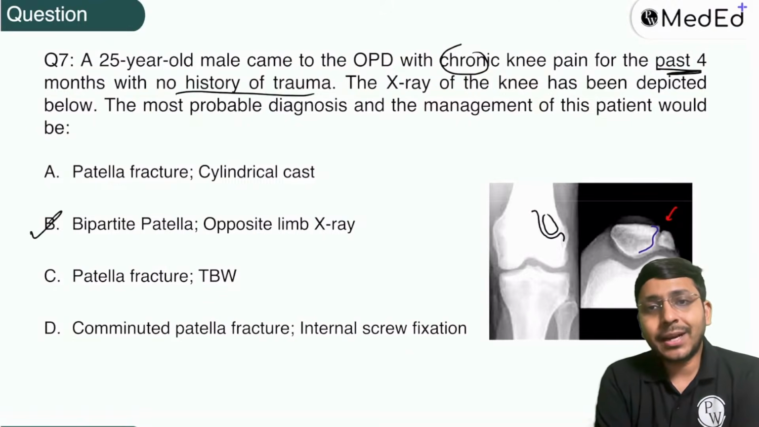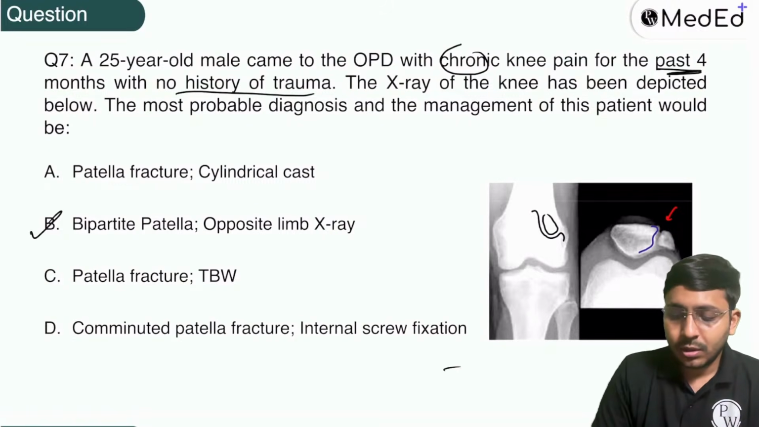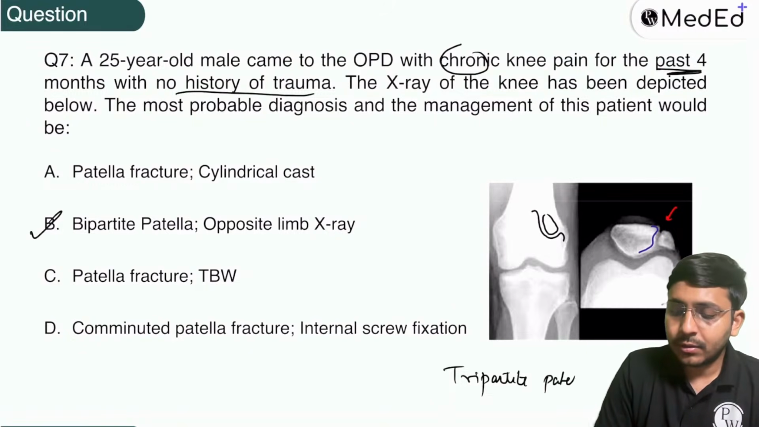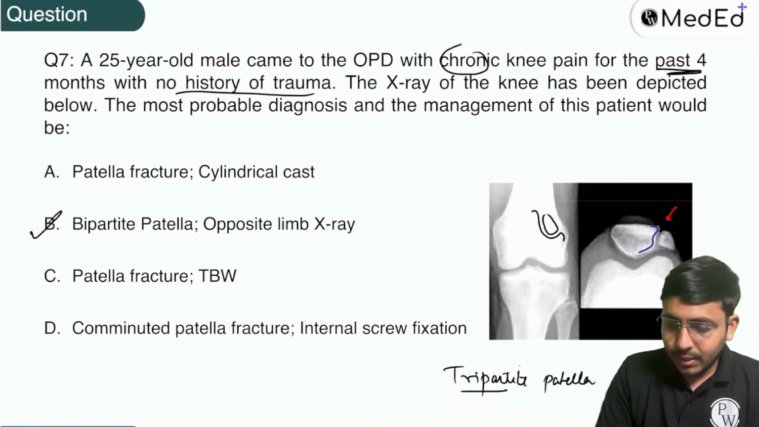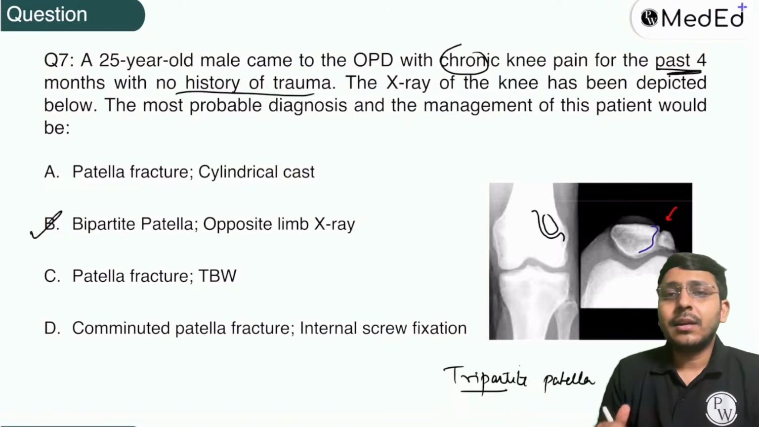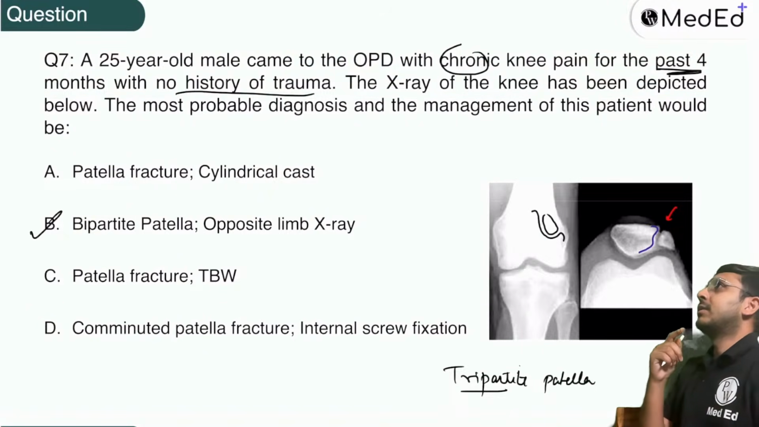There is something known as a tripartite patella also. Tripartite patella also exists. Okay, so if bipartite is asked, they can ask tripartite also. But what you have to see is the cortical continuation. Just give me a minute.